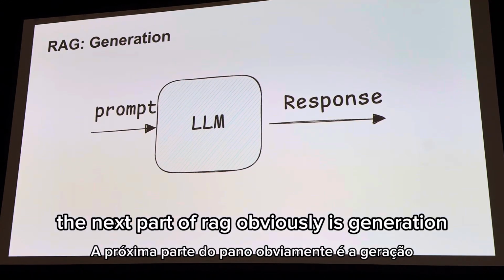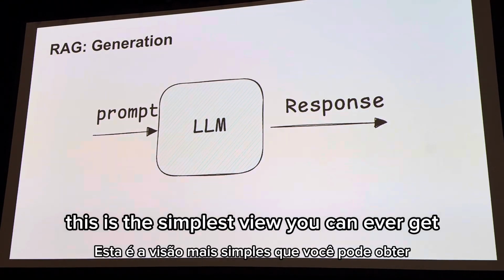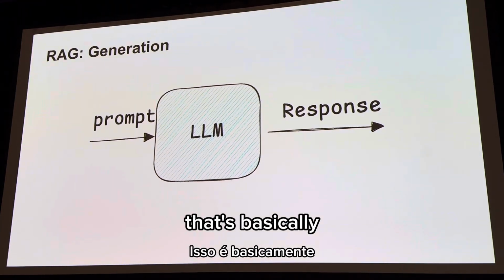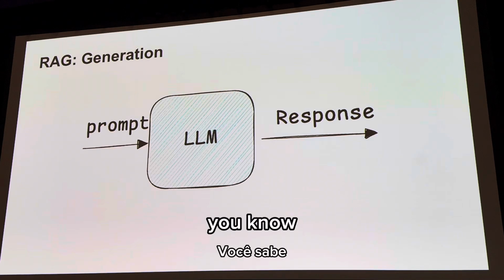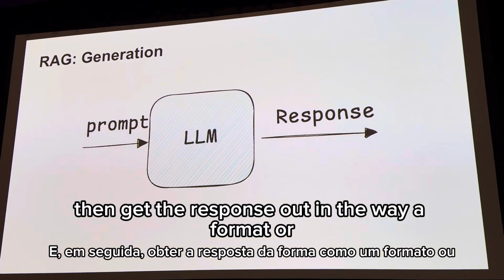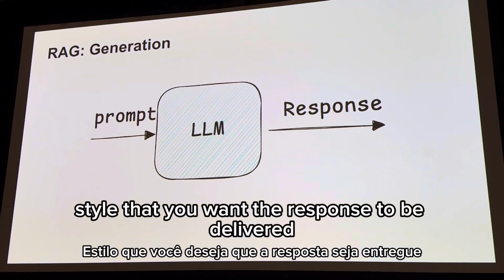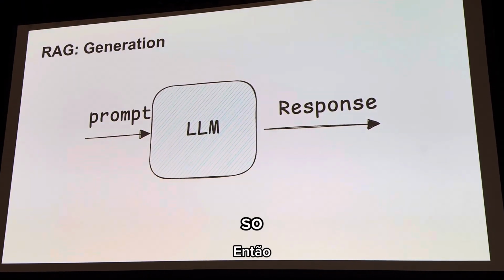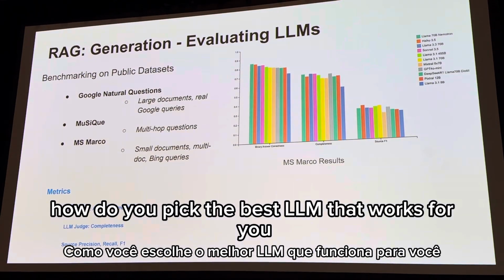So the next part of RAG, obviously, is generation. And this is the simplest view you can ever get. It's basically you feed your relevant chunks into the LLM, you ask the question or do some prompt magic there, and then get the response out in the format or style that you want the response to be delivered in. So how do you pick the best LLM that works for you, right?